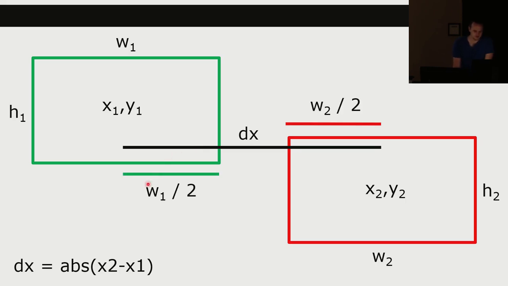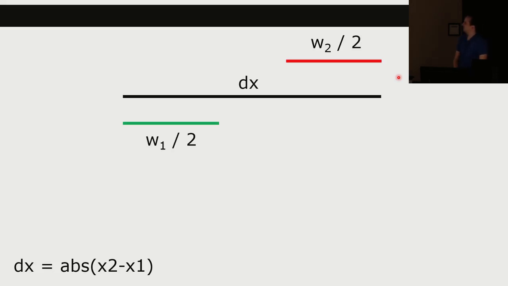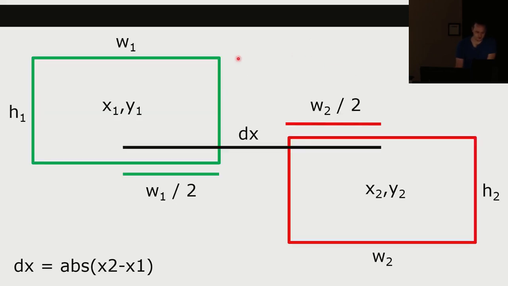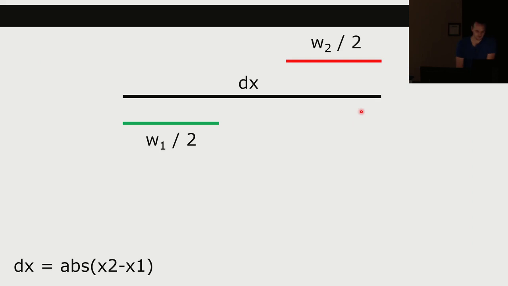Now if I have width 1 over 2, which is half the width of the first one, and width 2 over 2, half the width of the second one, then I have a situation that looks like this if I delete the rest. In a situation like this, there is no overlap. In a situation where there would be overlap, it would look like this. So there's no overlap here, there is overlap here. This is very similar to how we detected the collisions with the circles. The radius there was half the diameter, and now we're also storing half the width, or half the diameter, of a rectangle, if you want to look at it like that.